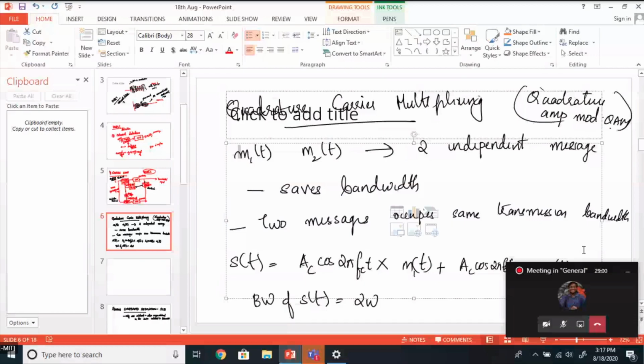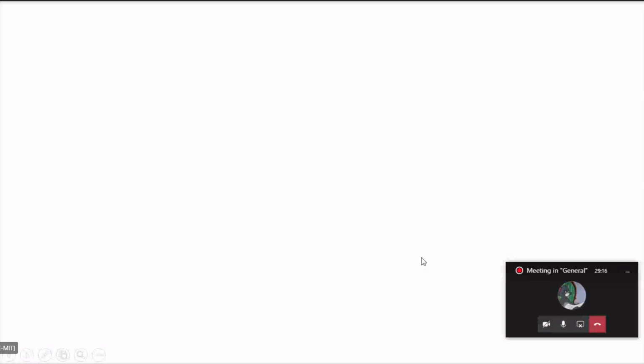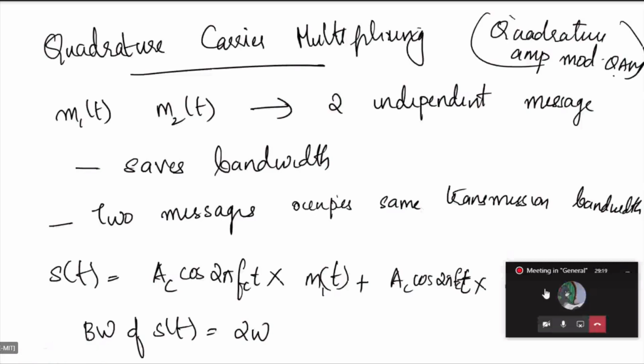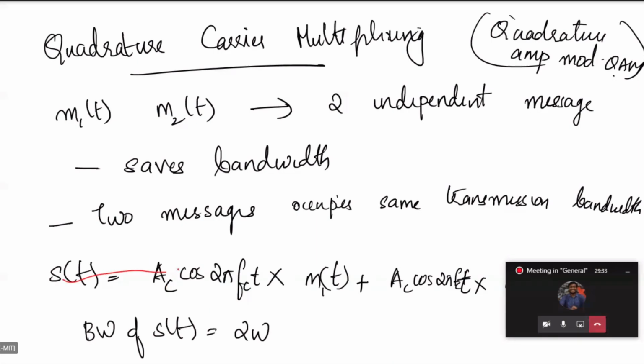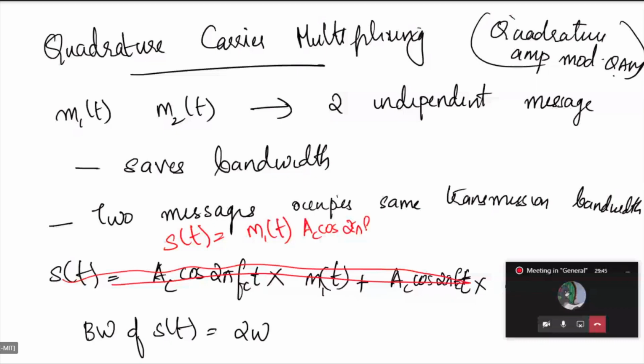Oh, here, sorry. I am speaking about quadrature carrier multiplexing. Here, one signal is a phase shifted version of another. Sorry, this is wrong. s(t) is m1(t) into Ac cos 2 pi fc t plus m2(t) into the phase shifted version of the carrier, that is Ac sin 2 pi fc t. In two different phase shifted versions of the carrier, we are modulating two message signals. While writing, I didn't realize it. Sorry. So the bandwidth of this signal is 2W.